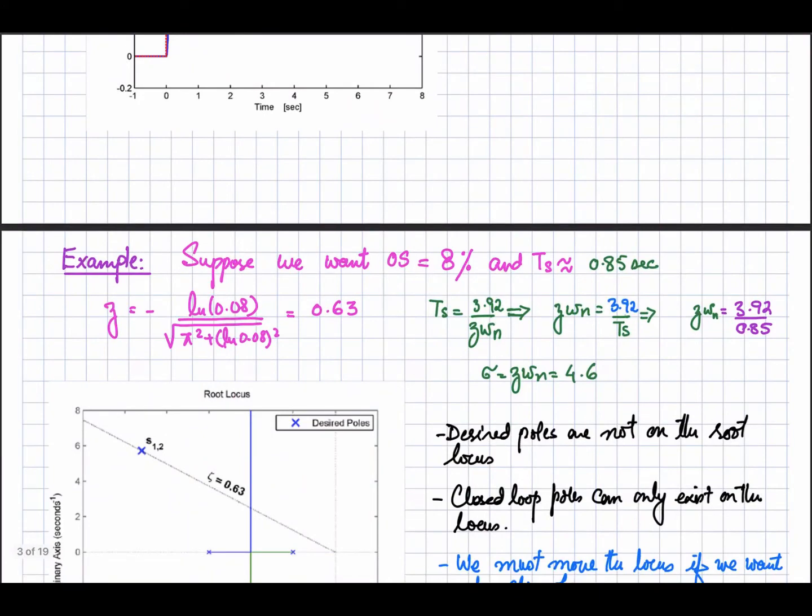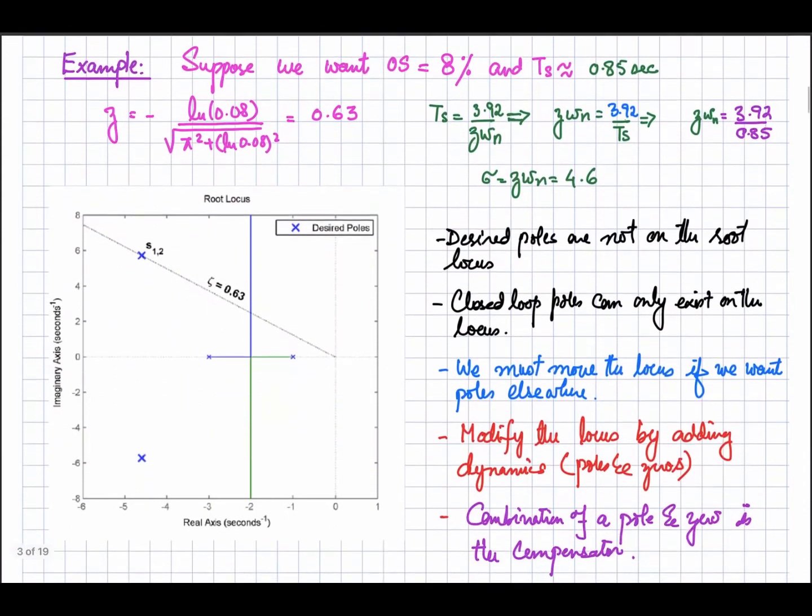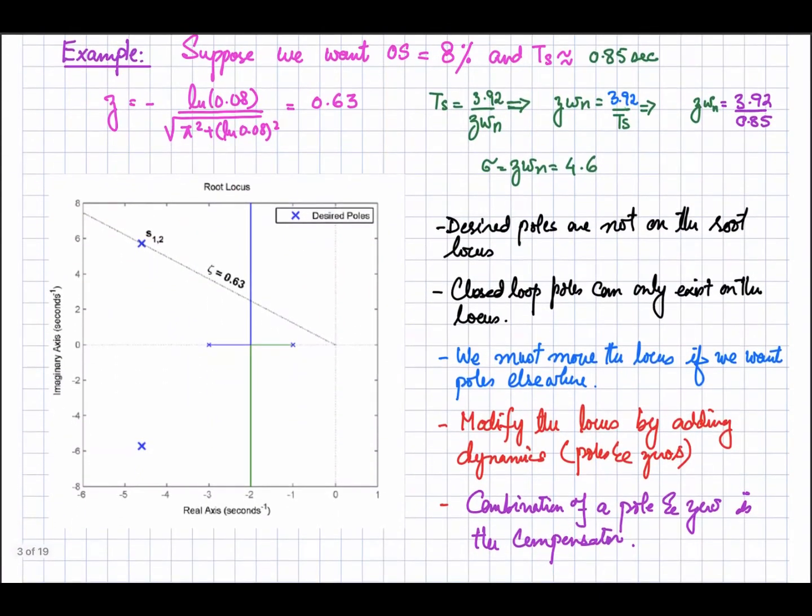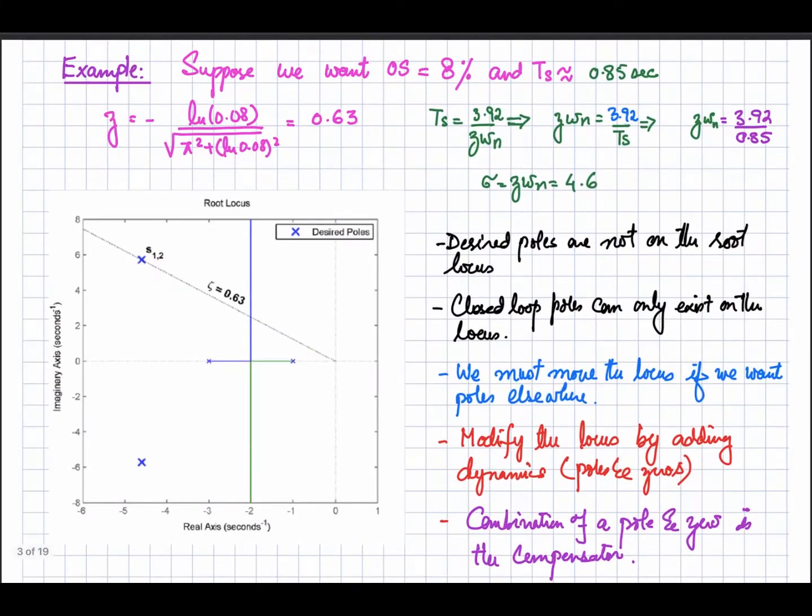Okay, now let's discuss an example in which we will see how we can control the closed loop pole position to get the desired response. Suppose we want 8% overshoot and we want to set the settling time equal to 0.85. So what will be zeta? Zeta will be 0.63, that is calculated by taking this 8% overshoot.